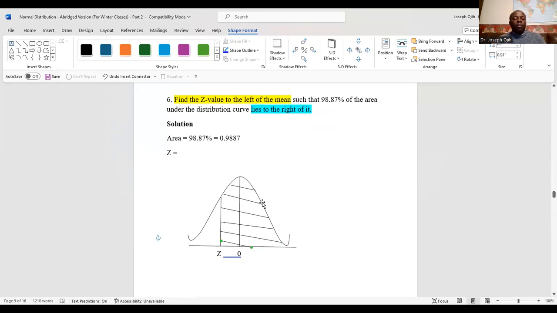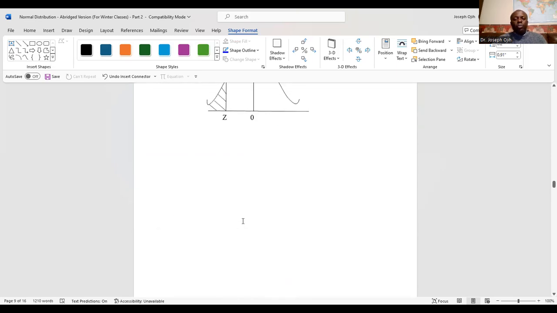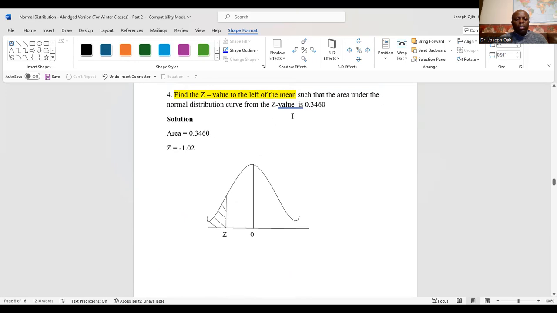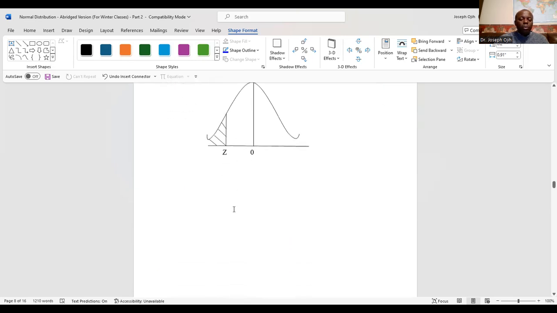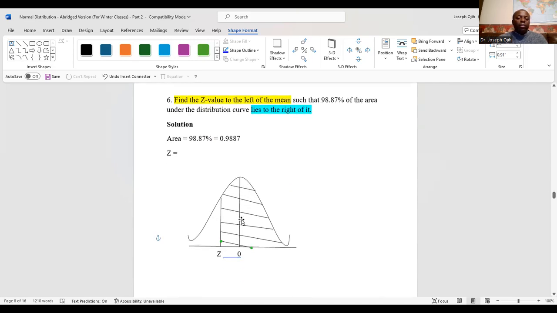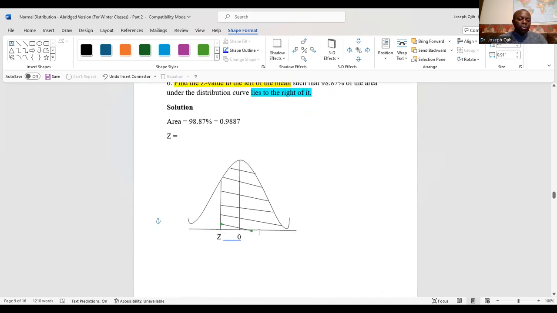So this is valuable. We're going to make an adjustment to this one, because the question says to find the Z value to the left. So we shaded the wrong place here. This is the place we're supposed to shade, this one here. But we'll come back to that. Now let us fix this problem.